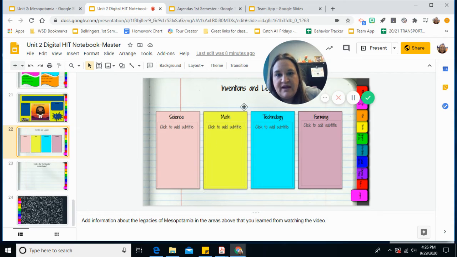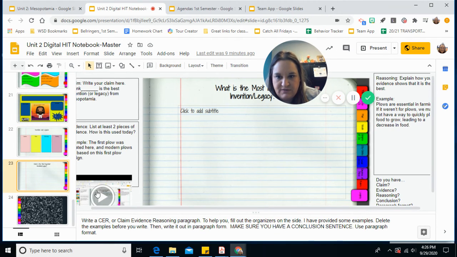So after you add that in, you need to decide which one of these you think is the most important, whether it is math, coming up with math calculations, geometry, science and astronomy and all of that, technology and the wheel. Can you imagine life without the wheel? That would be really hard. Whether it's the wheel or writing or the plow and farming, pick something that you think is the most important, and then you're going to complete this. And remember, watch this video right here for directions on how to do that.